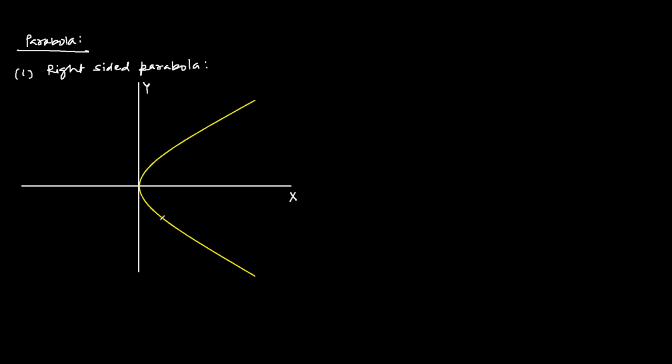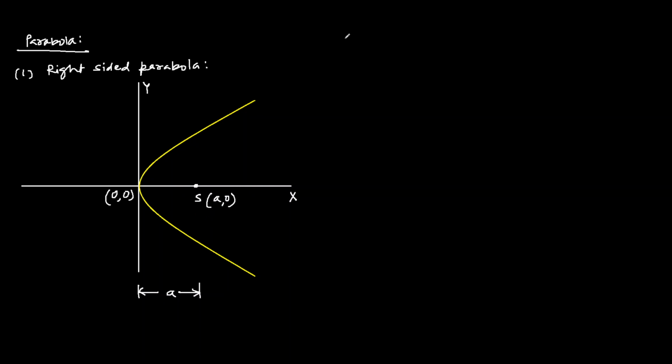This curve is a right-sided parabola, and this point is the vertex, which is 0, 0. The coordinate of the vertex is 0, 0. Now, this point is S, which is called the focus, and the distance of the focus from the vertex is a. So the coordinate of the focus is a, 0.